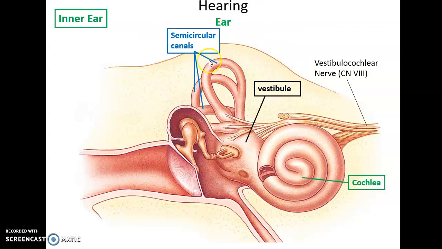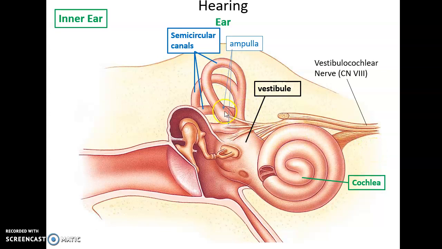The bony labyrinth can be broken up into three regions. You have the semicircular canals that are three loops. You have the vestibule, which is a blocky area that has the oval window and round window, and you have the cochlea, the snail shell, where we detect hearing.